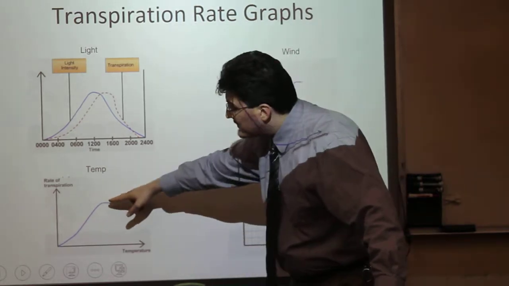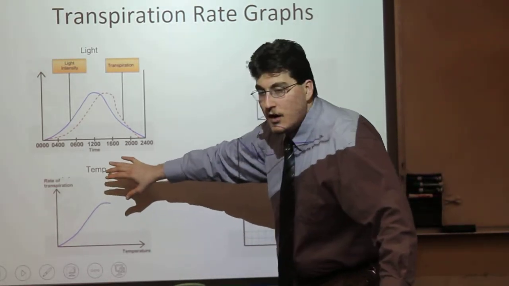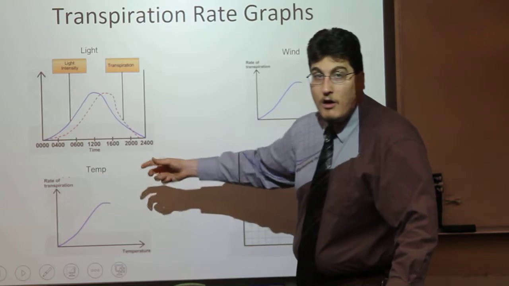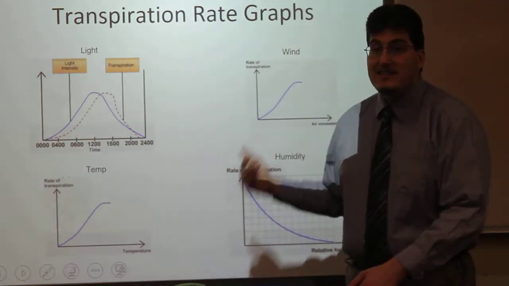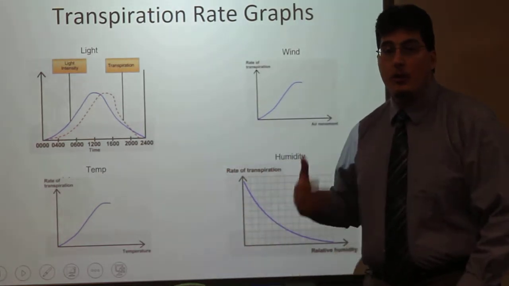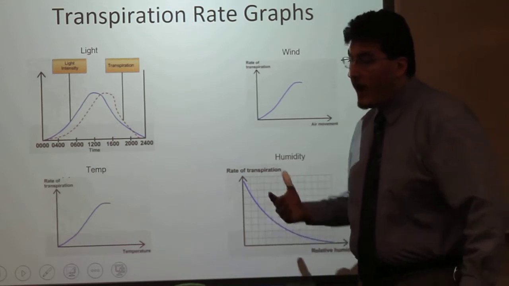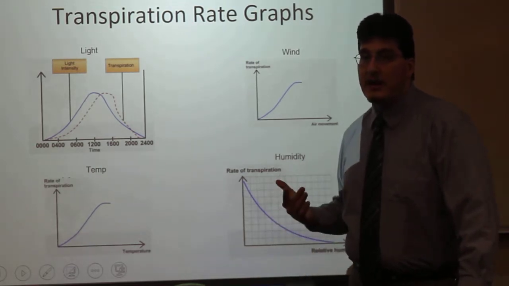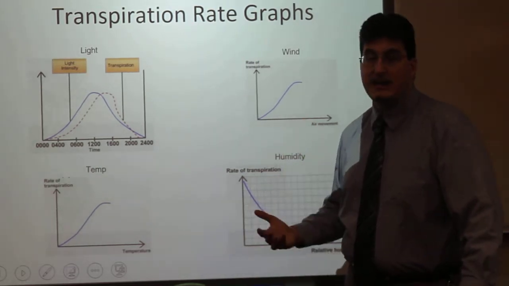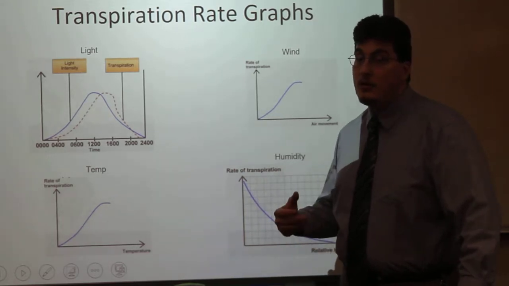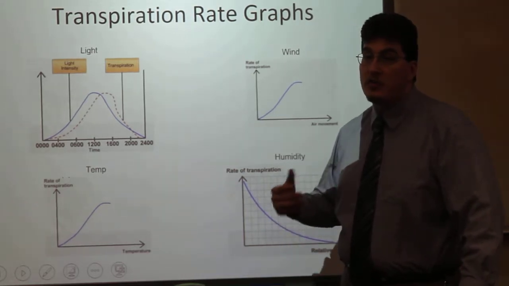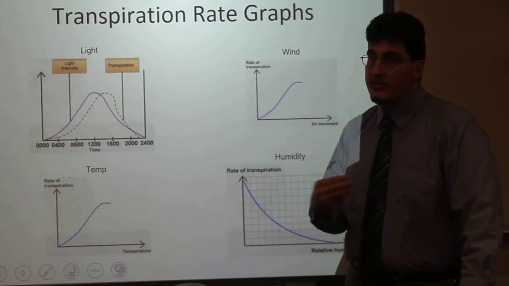We reach this plateau here as our stomata begin to close at high temperatures. High temperatures will close stomata. Stomata will close at these higher temperatures as a protective mechanism for the plant. The plant is going to close these stomata in order to prevent extreme water loss.